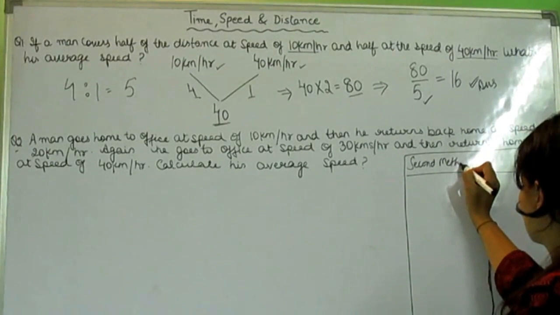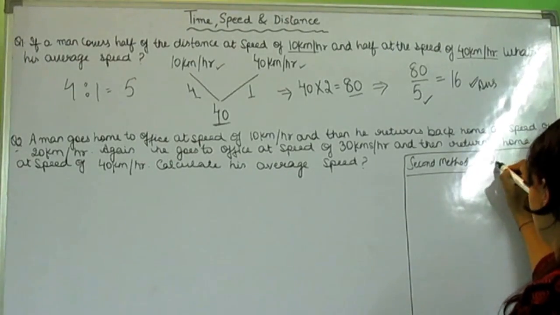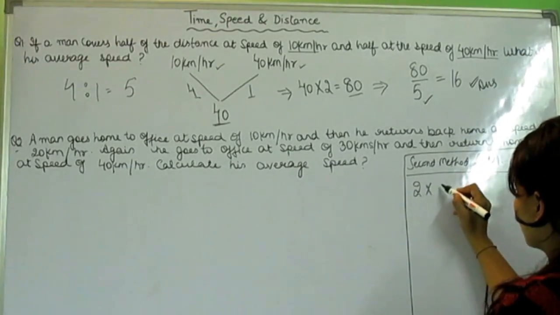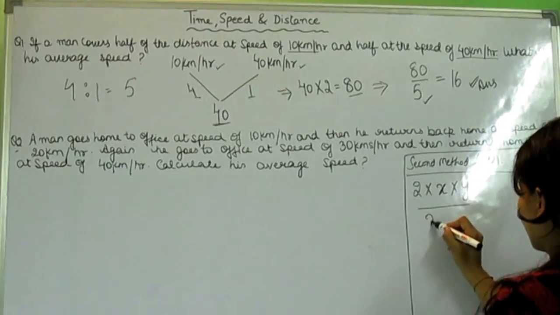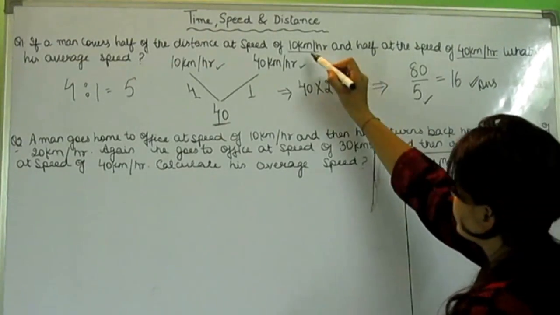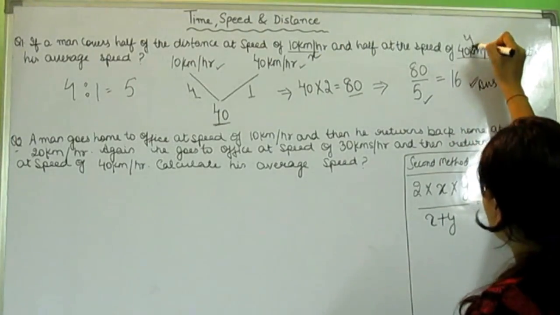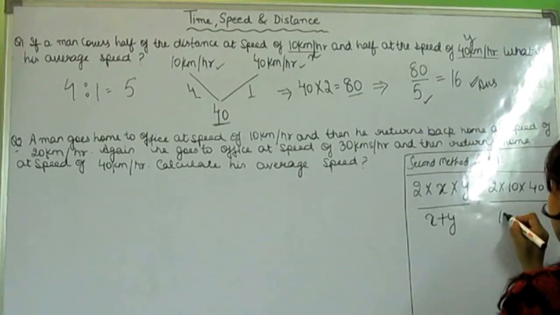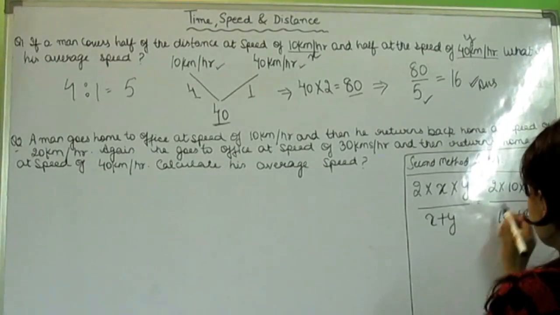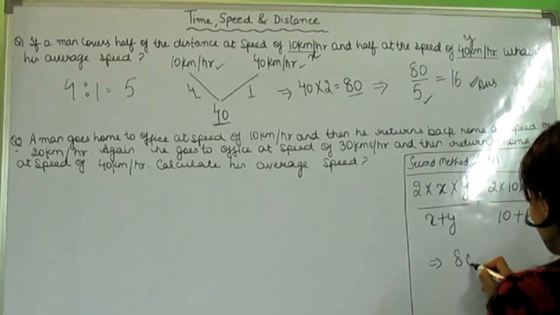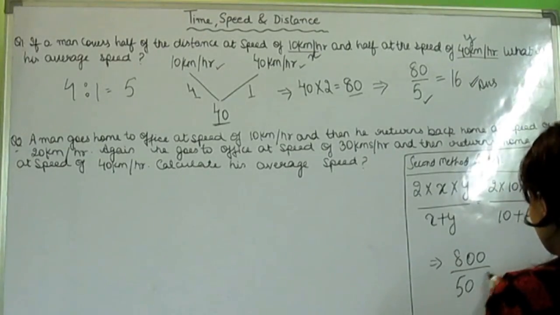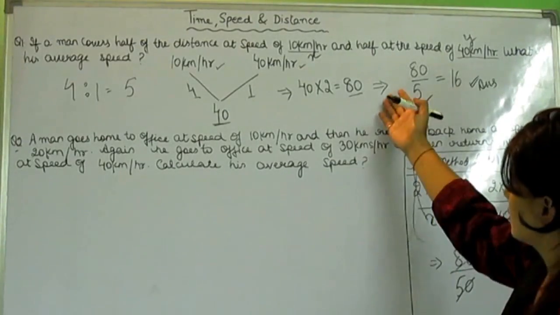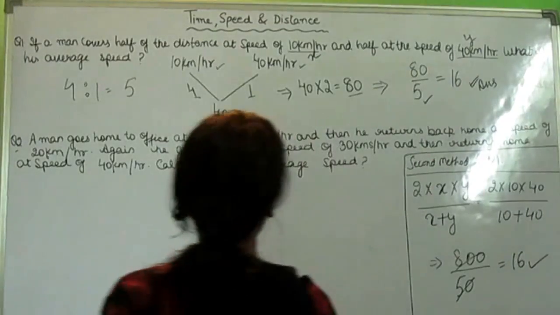Second method of the first question. What is the second method? We have a small formula. What is that? 2 into x into y over x plus y. This is x and this is y. 2 into 10 into 40 over 10 plus 40. When we solve this, what do we get? 800, and what is this? 50. When you solve this, you will get 16, and this is the answer. You can use either this or this. You will get the same answer.